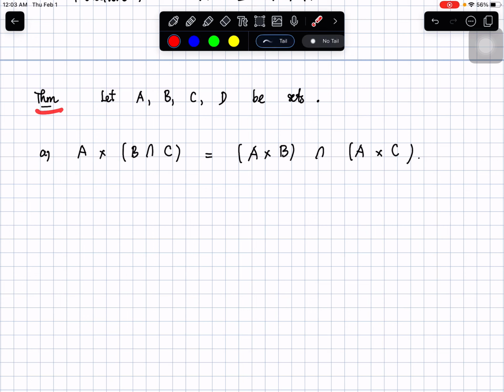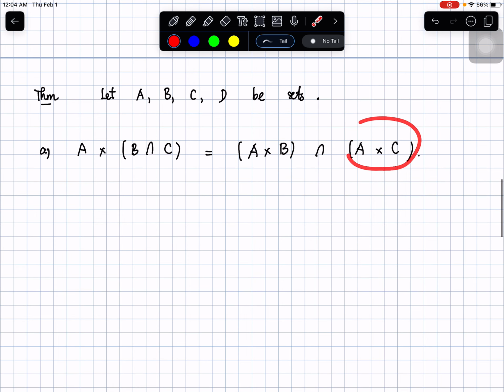Here we have this theorem. Let A, B, C, and D be four sets. Then we have the following. The Cartesian product of A and the set B intersection C is the same as the intersection between the Cartesian product of A and B and the Cartesian product of A and C. So A cross (B intersect C) is the same as (A cross B) intersect (A cross C).